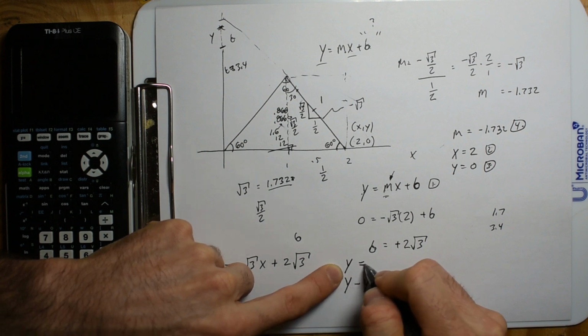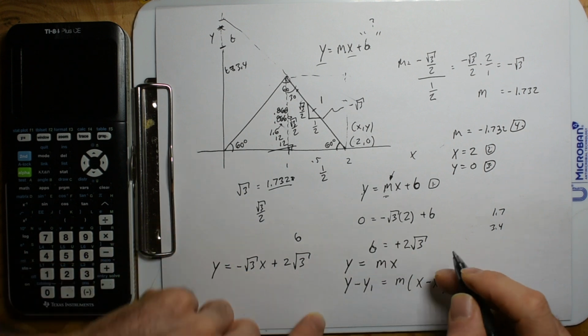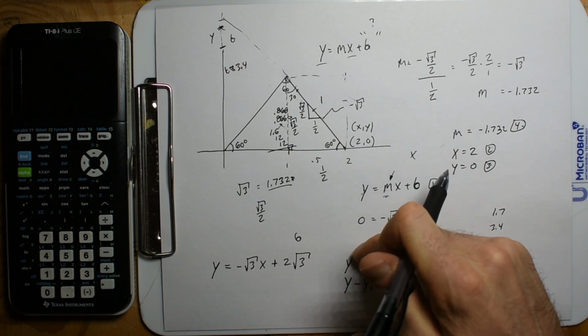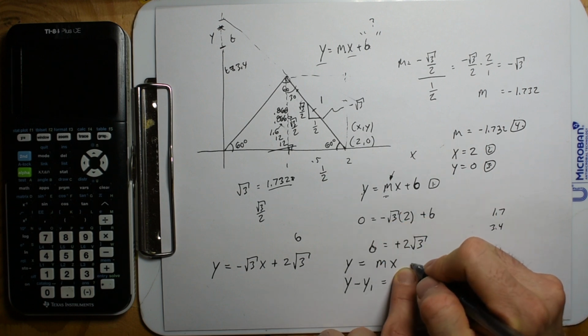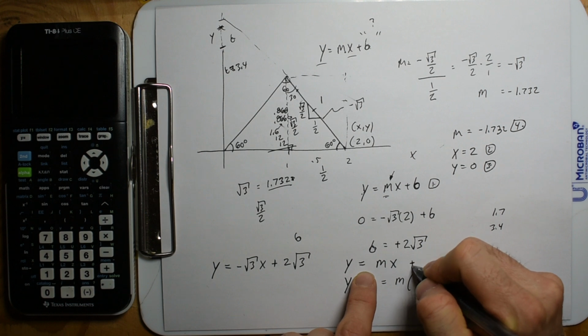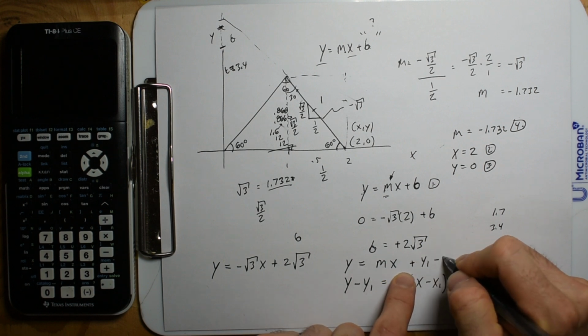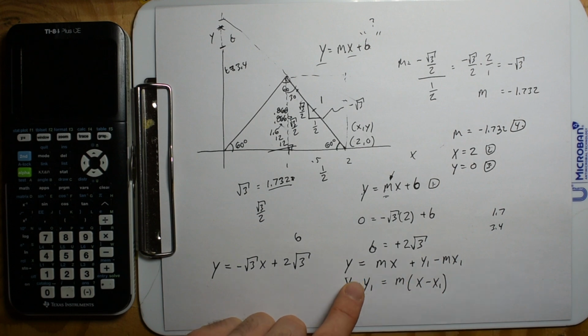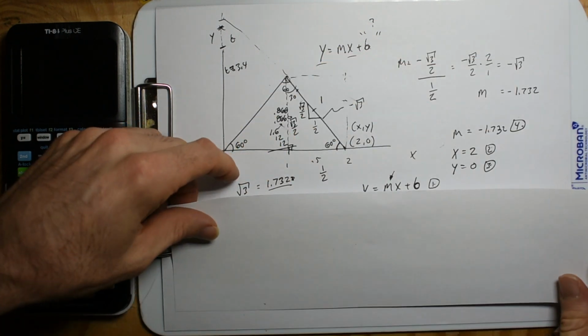I could write this as y is equal to mx. And then what's b? Well, b is, if I got this mx to the other side, plus y1 minus mx1. So I can just do that in my head.